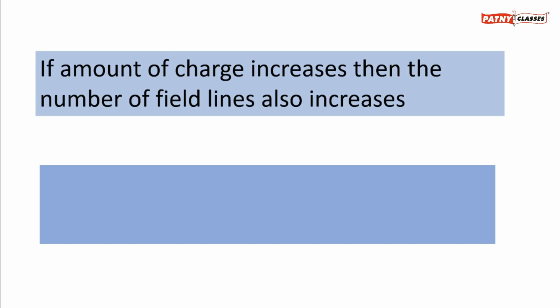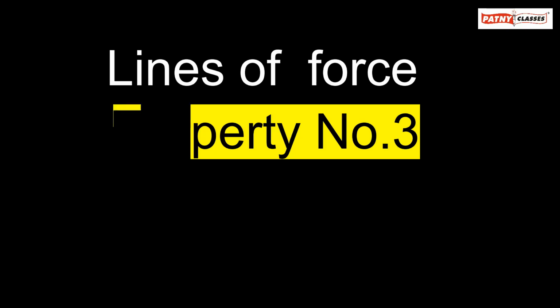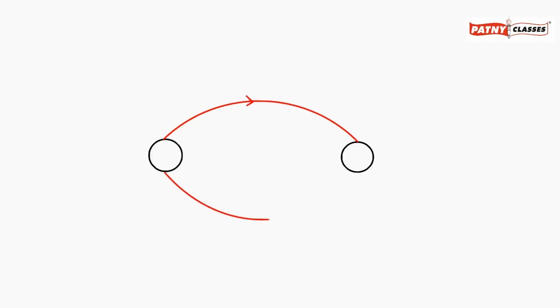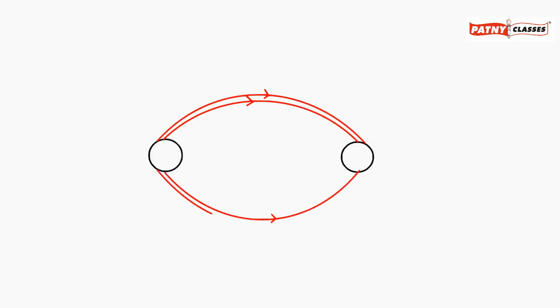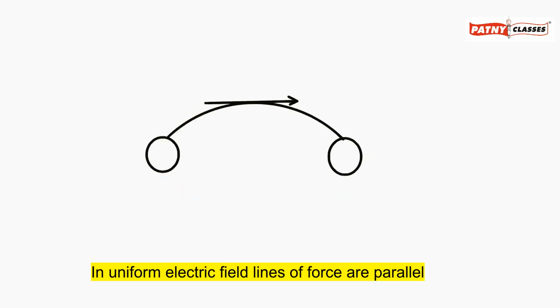From this, we can make one statement: the number of lines of force is proportional to the magnitude of the given charge. Lines of force are parallel. They start from the positive charge and end at the negative charge, and all lines of force are parallel to each other. Now, how to get the direction of the electric field?